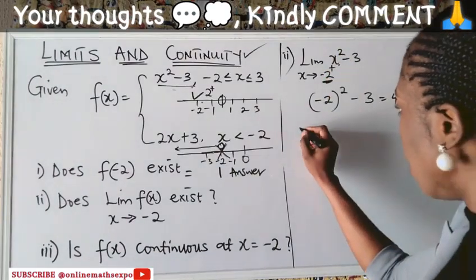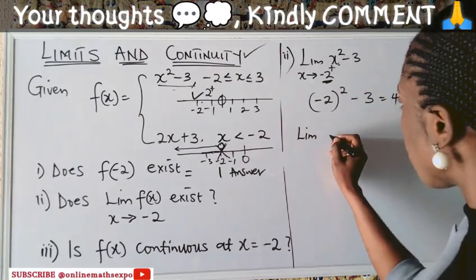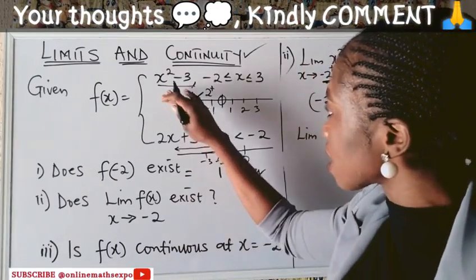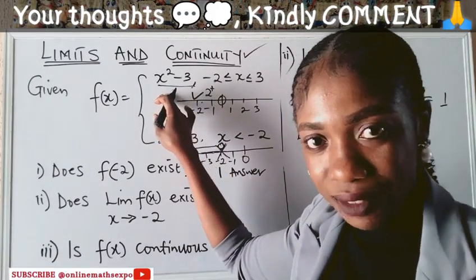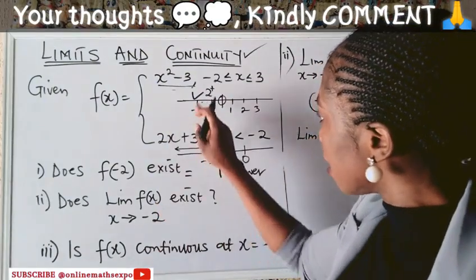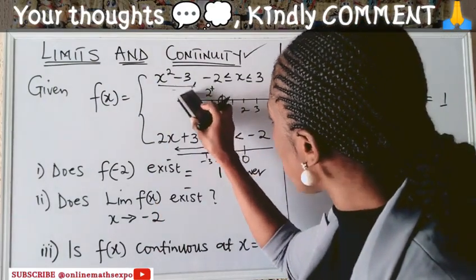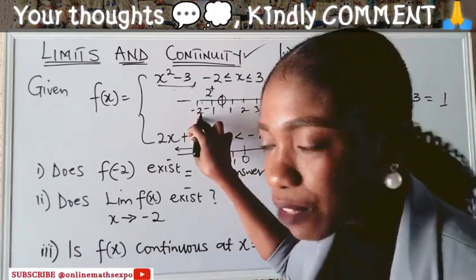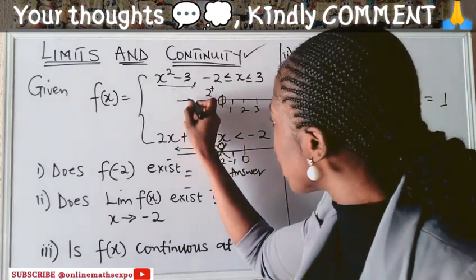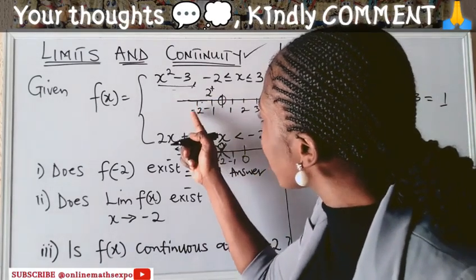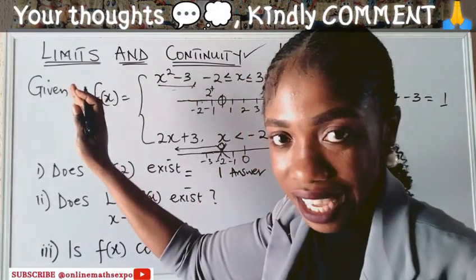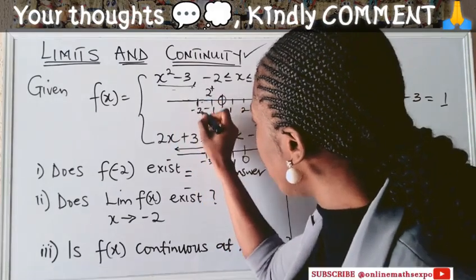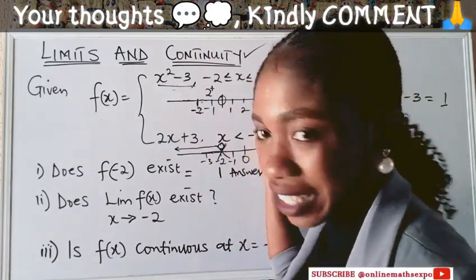Now for the left side of the limit, we are going to have the limit of, which one do we use for the left side? Are we going to use the same function for the left side? Remember, the value of x here is between negative 2 and 3. So it means that there's no other value at this particular side. I hope you are getting what I'm saying. There is no other value of x here. It only started from negative 2 and ended at 3.